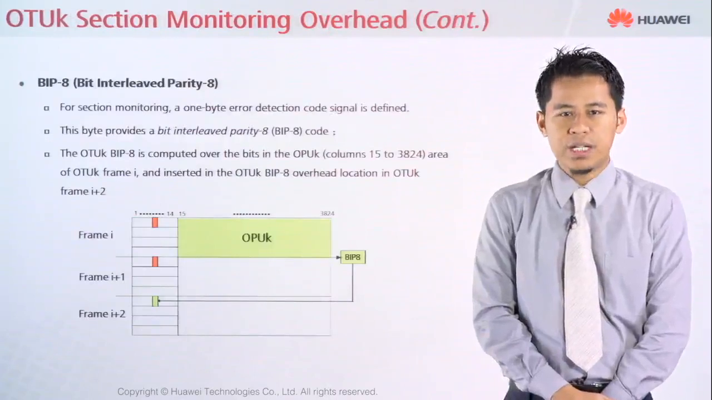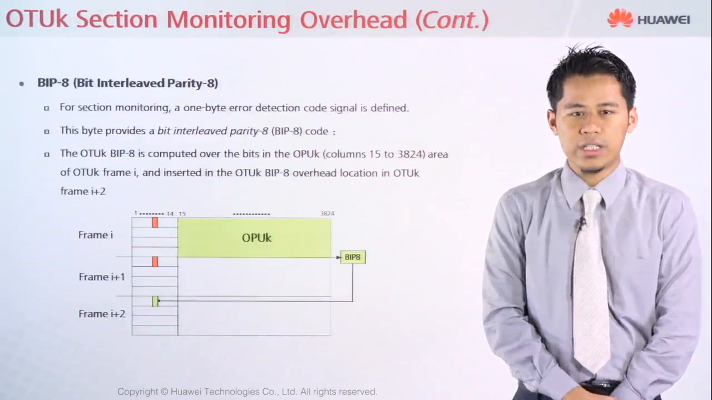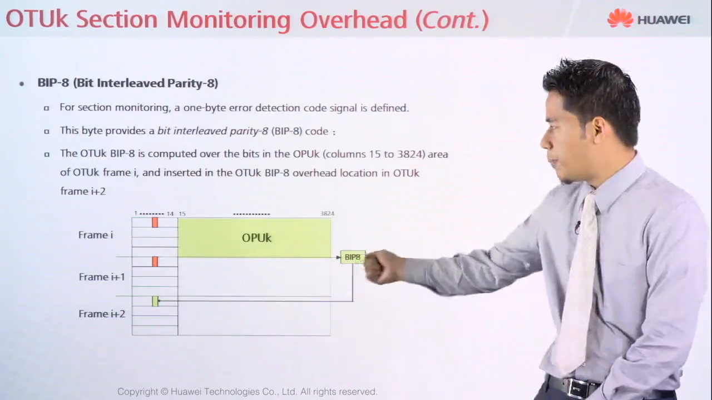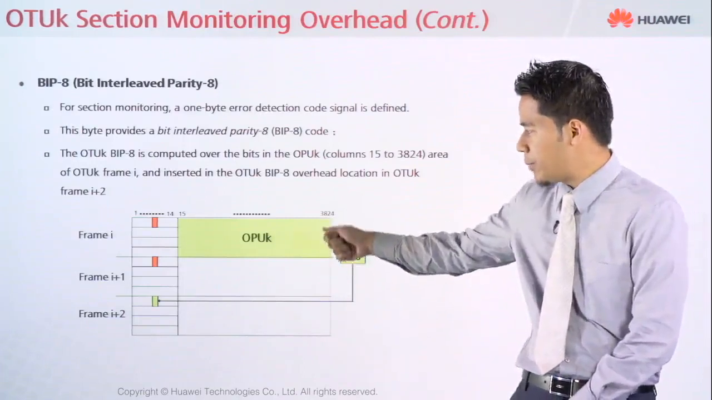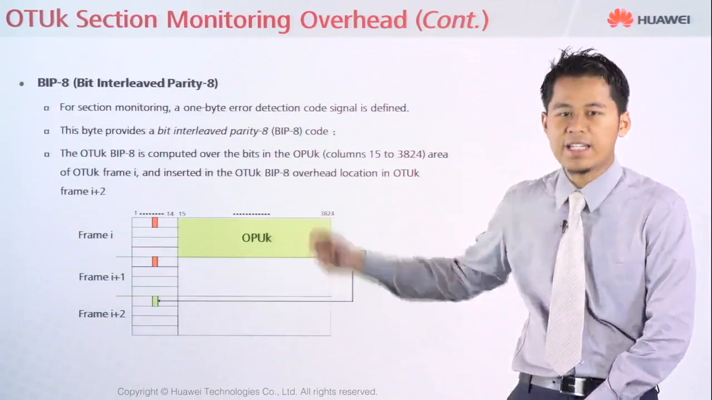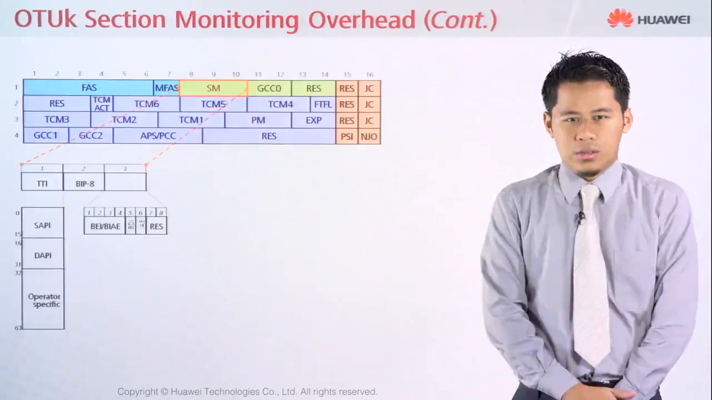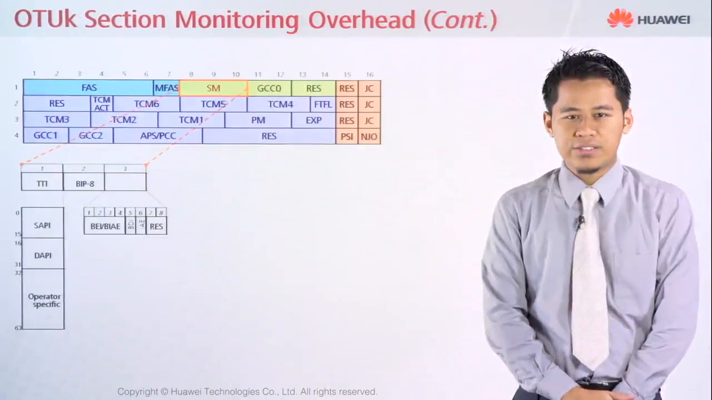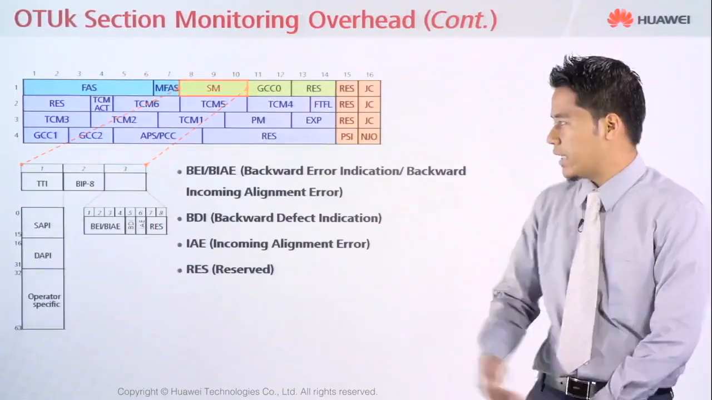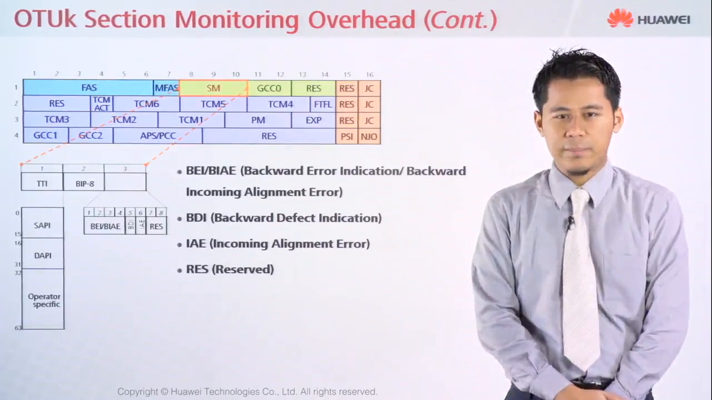The next one will be another byte. In the same section monitoring, we call it BIP8. In this content, they copy the first frame, then copy for the second frame, to make a comparison at the end of the frame at the destination. For OTUk section monitoring overheads, the last section monitoring bytes are these bytes, and they have several bytes that can support the monitoring.